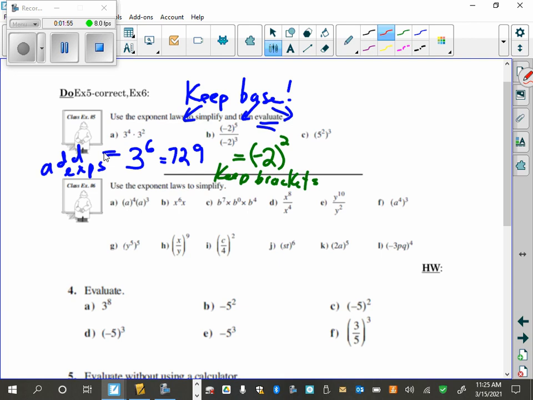Now it says evaluate. So if you punch that into your calculator without brackets, you'll get -4. But if you have it with brackets, you get -2 times -2, which is +4. Okay, so you have to keep the brackets, otherwise it's wrong.